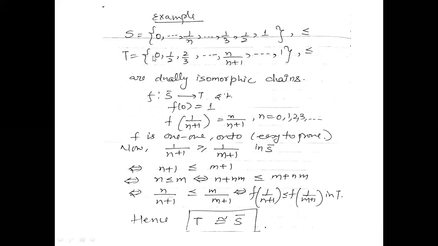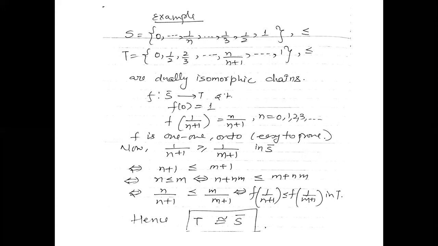So let us see this example. Here you are given two sets, this S with the elements 0 and up to 1 upon n, then 1 upon n minus 1, and so on up to 1 upon 3, 1 upon 2, 1. This set is given and the relation is less than equal to, and another set is T here, and the relation is less than equal to. We have to show that they are dually isomorphic chains. So they are basically the chains under the usual less than equal to relation.